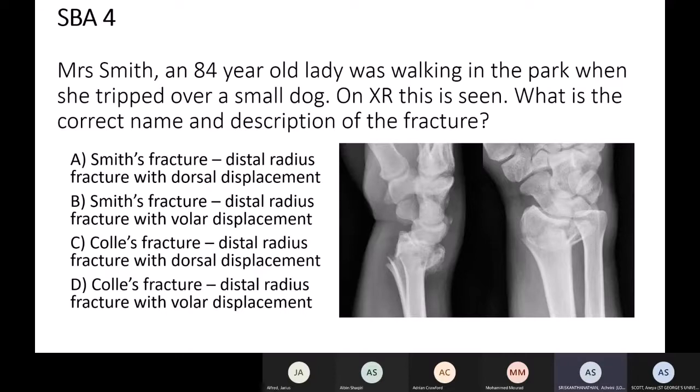We'll give it 5 more seconds. I think most people are answering so far. Cool. I'm going to start the poll now. Yes, sounds good. So we've got a bit of a split.